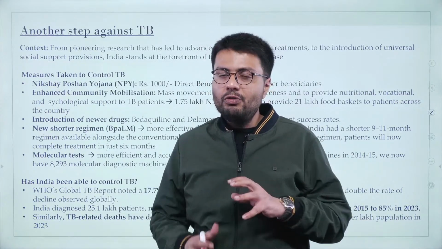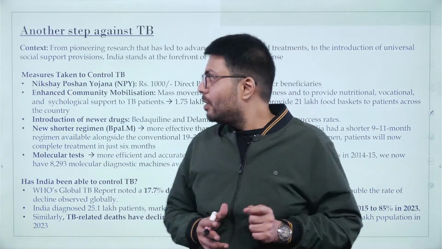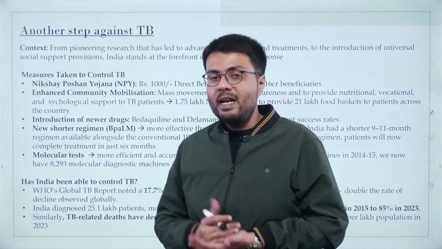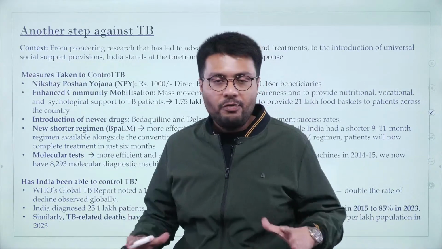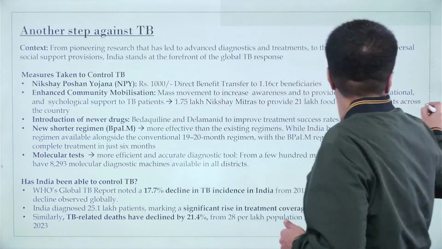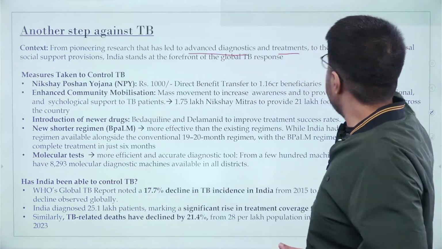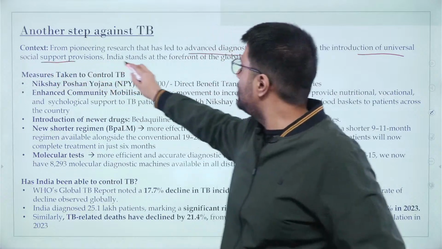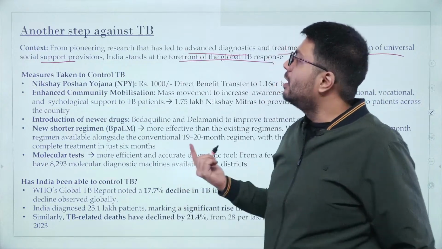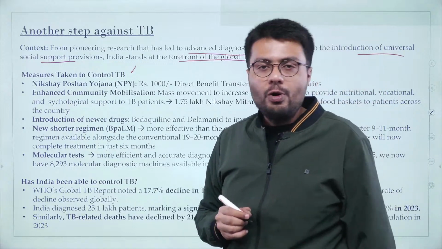And also there is a huge cost of expenditure which people incur on getting themselves treated for TB. So in that regard, the government has been on a mission mode for the past few years to eradicate and eliminate TB altogether from India's society. In this regard, today's article highlights that from pioneering research of advanced diagnostics and treatments to the introduction of universal social support provisions, India is at the forefront of the global TB response. Now, first let us understand what measures have been taken by the government to control TB.